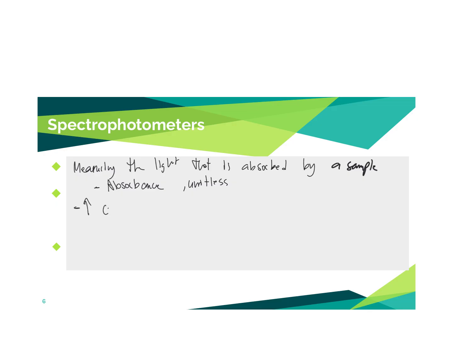Higher concentration generally equals higher absorbance, which equals more intense color. So if you have a red solution that's really, really concentrated, you'll have a higher absorbance. But if you have a red solution that is really see-through and you can't really see the color that much, that means it has a low concentration and a low absorbance.